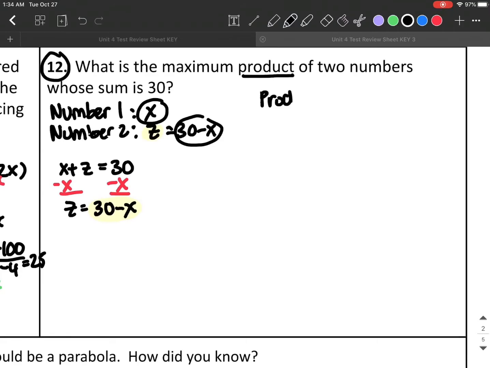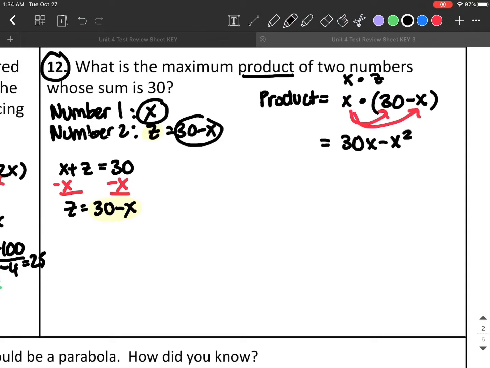I know the product is equal to, I was going to do x times z, but now I'm going to do x times what I made z in terms of x. So 30 minus x, that's the product of the two numbers. I'm going to distribute that x. I'm going to get 30x minus x squared. That's my equation for my output, or my area.